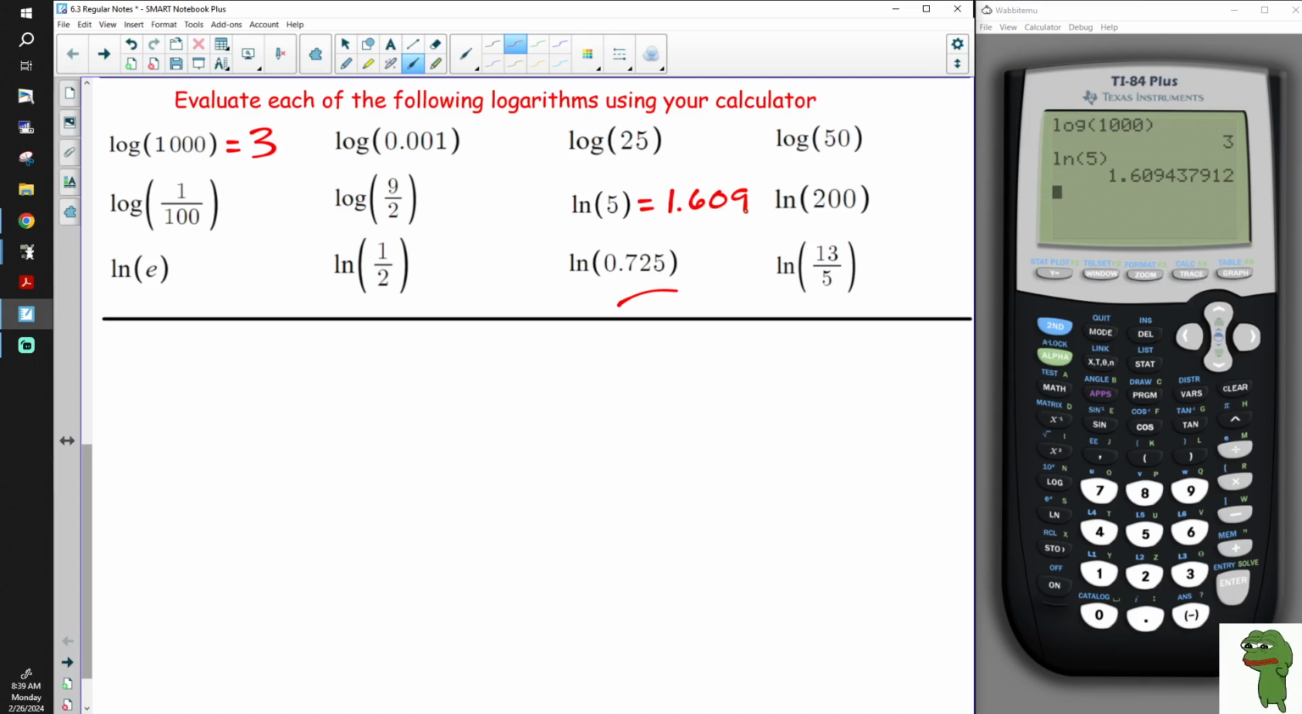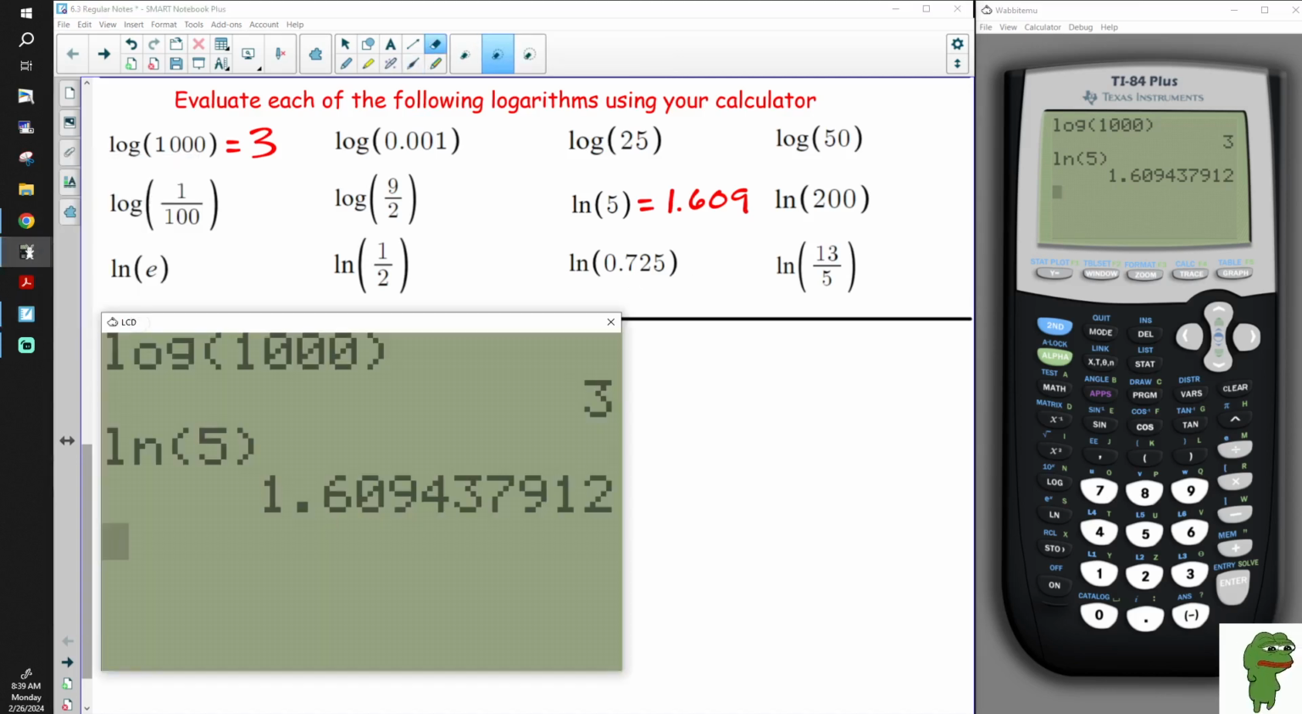And I'm going to do one more with you, because I do not know if you remember where the button is, but this ln of e, this means e to what power is e? Well, let's find out. We click ln. The e is on the division symbol. It's a little blue e. So you click second, divide, and there's your e. Second, divide. There's your e. We click enter. Does that make sense? E to what power is still e? E to the first power. 1.